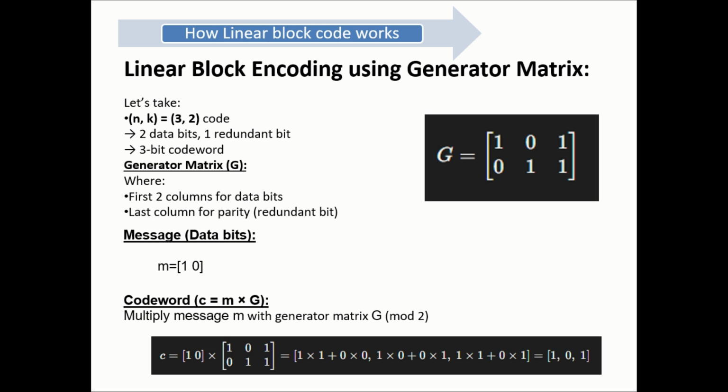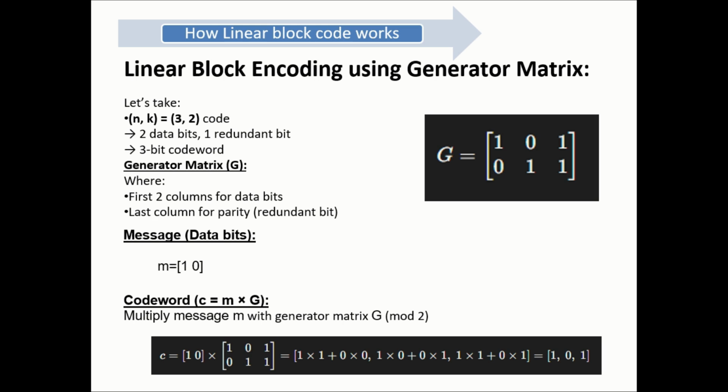So the total code word is 3 bits. Out of these 3 bits, 2 are for data bits and 1 is for redundant bits. Redundant bits we can also call the parity bits. So 2 plus 1 equals 3, and the 3 bits form the code word. Got it?